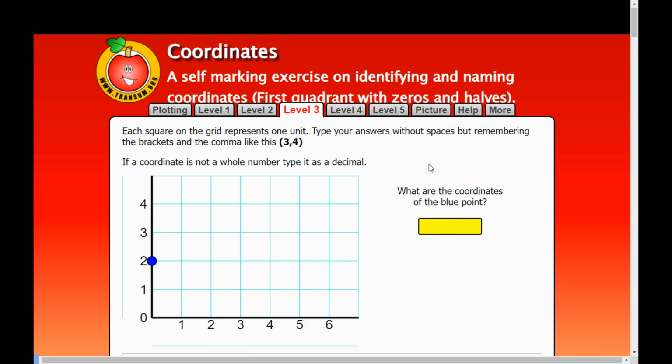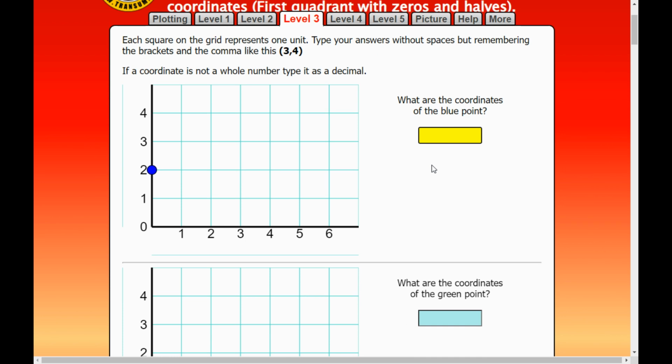Looking at level 3 now, it says if each square on the grid represents 1 unit, type your answers without space. If a coordinate is not a whole number, type it as a decimal. It says, what is the coordinate of this one now? At the moment, I'm not going anywhere to the right. So that means I have not moved right.